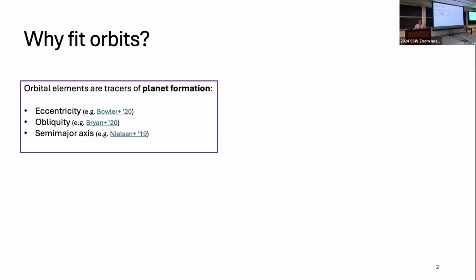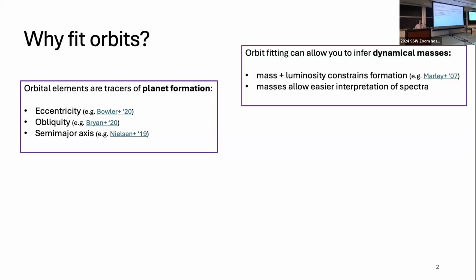Many of the orbital elements are tracers of planet formation. In particular, the eccentricity of a planet's orbit, its obliquity, like the angle of the orbital plane relative to the stellar spin axis, and also the semi-major axis. All of these things can tell you about how planets form.